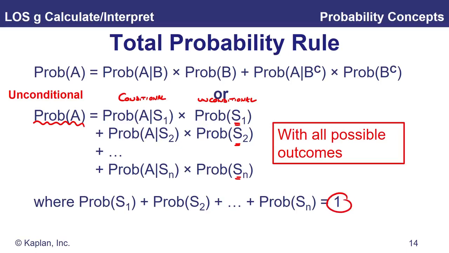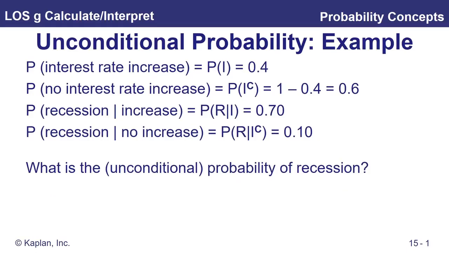Okay, let's have a look at an example with our total probability rule. We covered this in the previous module. We're looking at interest rate increases. We've got an unconditional probability of an interest rate increase of 40%. So no interest rate increase, probability 60%. We've then been given a conditional probability of a recession given an interest rate increase of 70%. And also the conditional probability of a recession given no interest rate increase of 10%. And we're asked overall, what is the unconditional probability of recession?